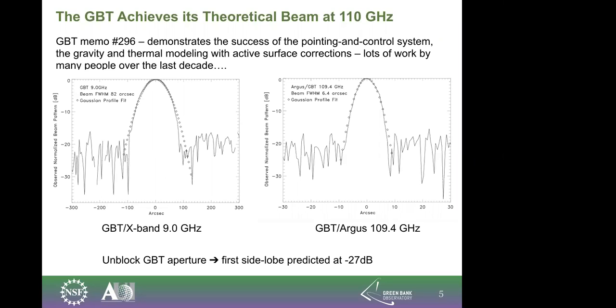The memo also covers some of the gravitational and thermal modeling with the active surface corrections. You can get some deformations based on heat. For example, if you're switching from daytime to nighttime observing, the heat deformations can cause changes in the dish structure. The same is true with gravity: if you're pointing lower towards the horizon, that can cause deformations in the dish structure. I'll cover those in a little more detail later on in this talk. But this has been put through with a lot of work by many people over the last decade.